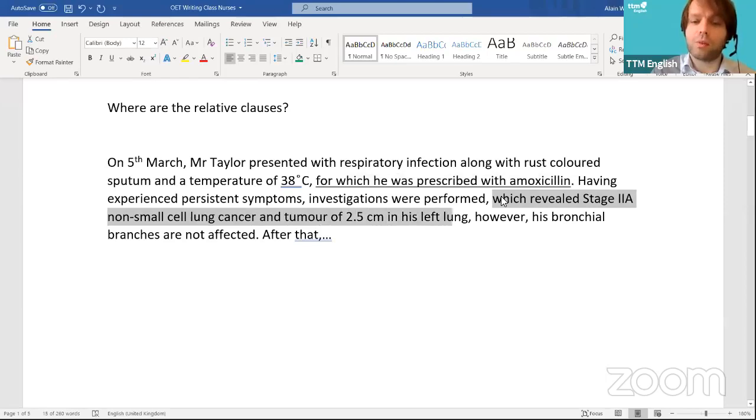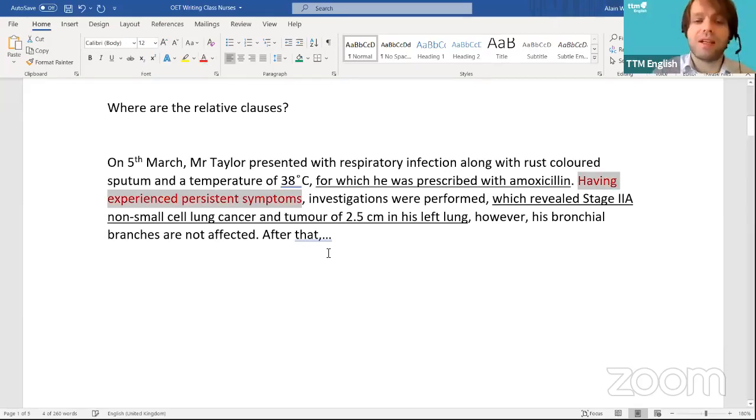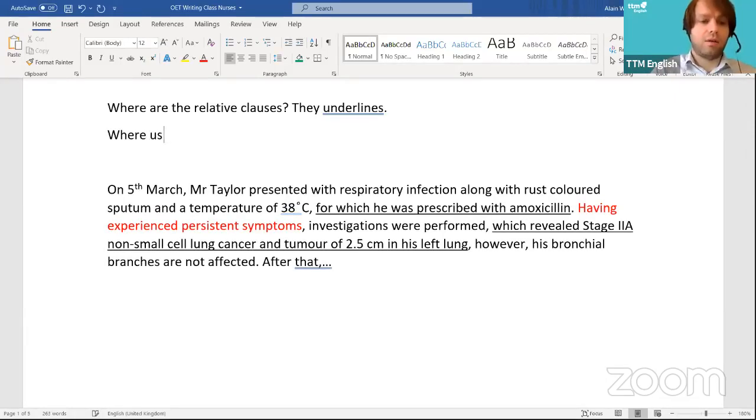So that's what's called a relative clause. It's good to contrast that with a participle clause. So I'm just going to ask Rafaela, where's the participle clause here? Having experienced persistent symptoms. Yeah, thank you very, very much. I'll put that one in red. That is a participle clause. Okay. So we've got the relative clauses, they are underlined. Where is the participle clause? It's in red.